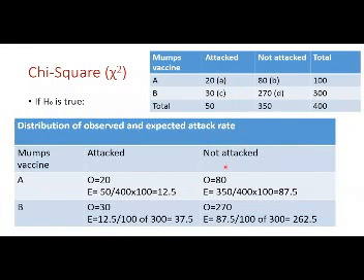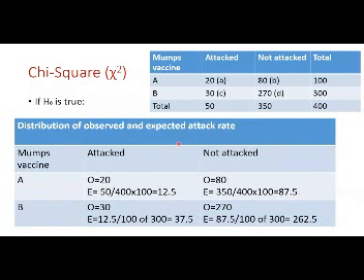And the non-attacked in vaccine A are 80 out of 100. These are the observed, while the expected is, if 12.5% are attacked, this means the rest percentage, that is 87.5. And if we want to calculate, 350 out of 400 are non-attacked. When we calculate and express as percentage, this is coming out to be 87.5.